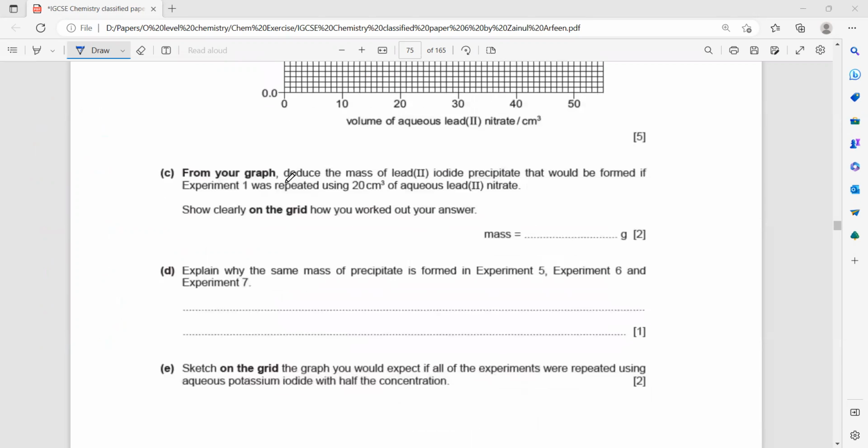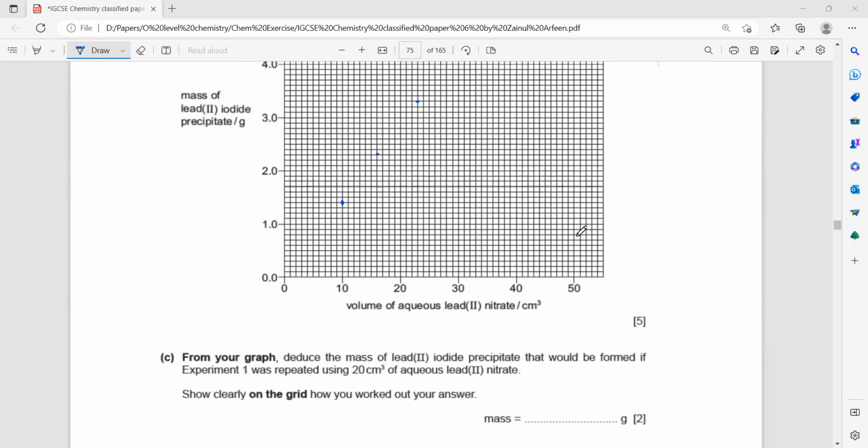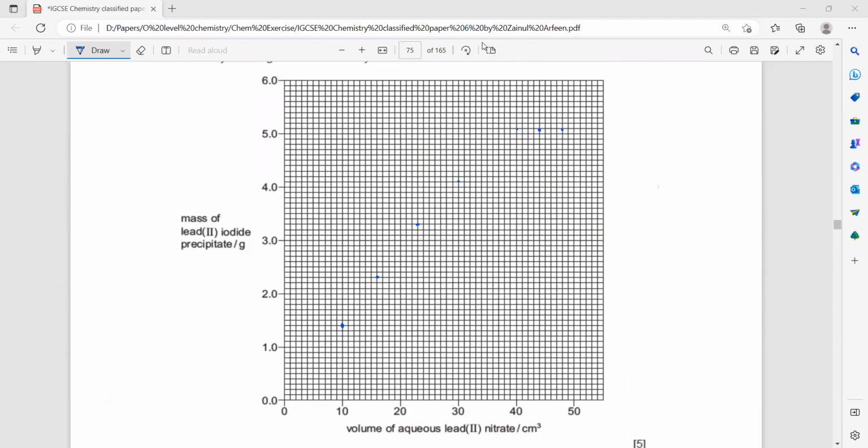Then, from your graph, deduce the mass of lead(II) iodide precipitate that would form if the experiment was repeated using 20 cm³ of lead(II) nitrate. How do we work that out? You have to draw a line on your graph. When 20 cm³ of lead(II) nitrate is used, how much mass is produced? For us, according to the graph, it's for example 2.9. But this is according to your graph, so you will write your own answer.